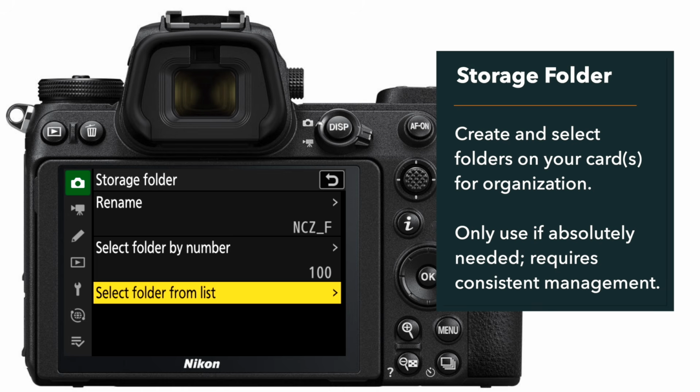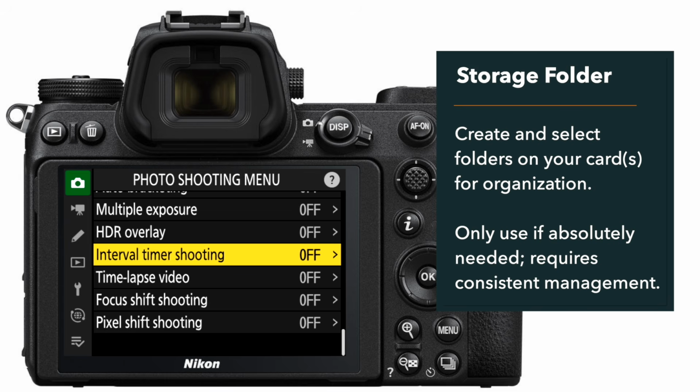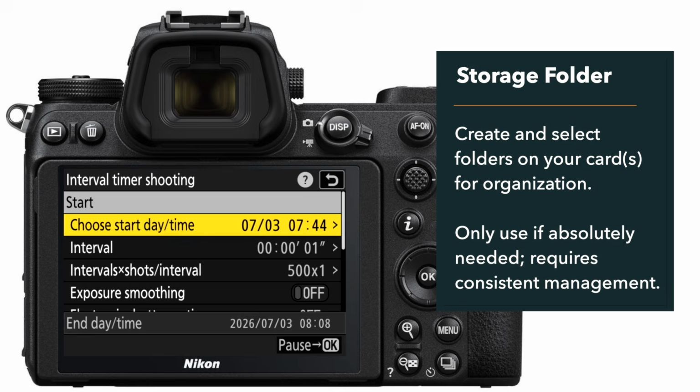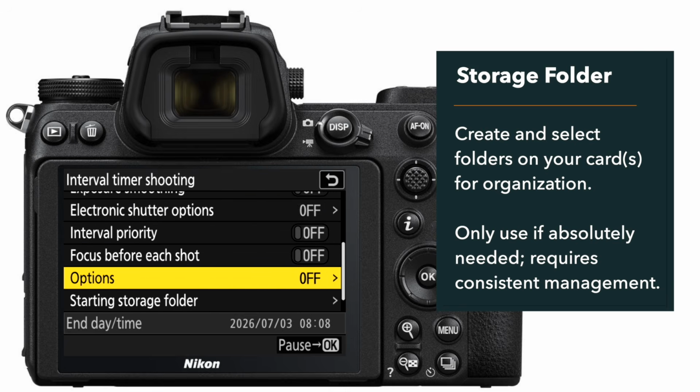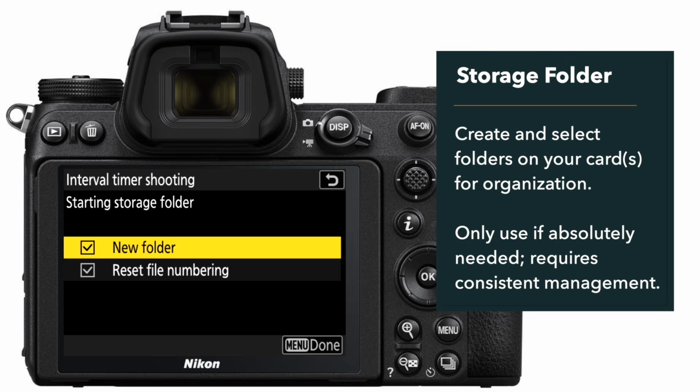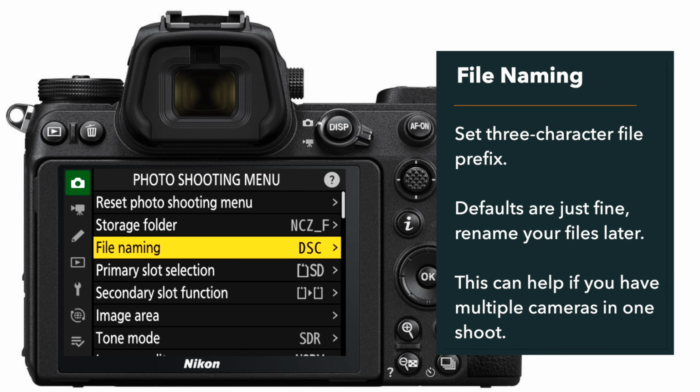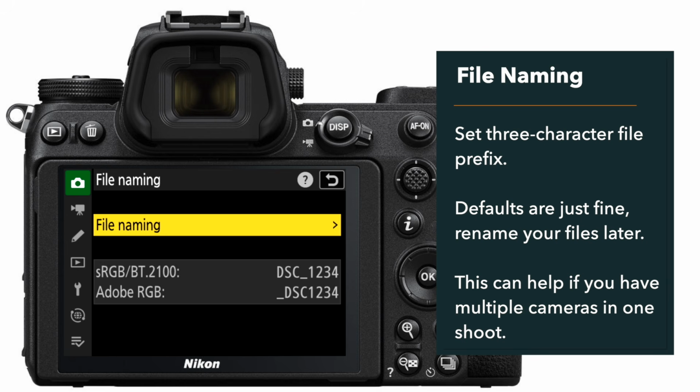time-lapse photography too. If you're doing time lapses, you'll want all of your photos from each sequence in a new folder. But if you use the built-in time-lapse function, the camera can actually automatically create a new folder for every time-lapse sequence. Now let's talk about file naming, which is also found in the photo shooting menu. This refers to the 3-character prefix that you'll see before the 4-digit sequence number for every single photo. By default, that prefix in Nikon Z cameras is DSC.